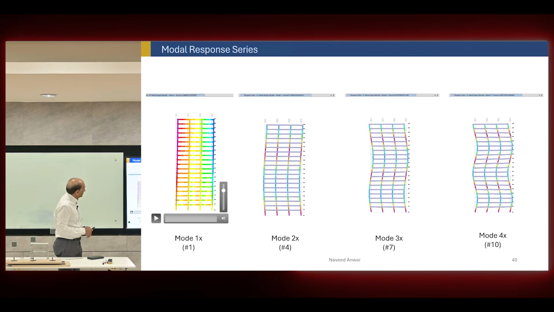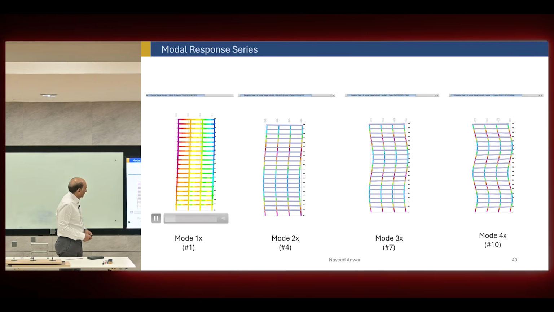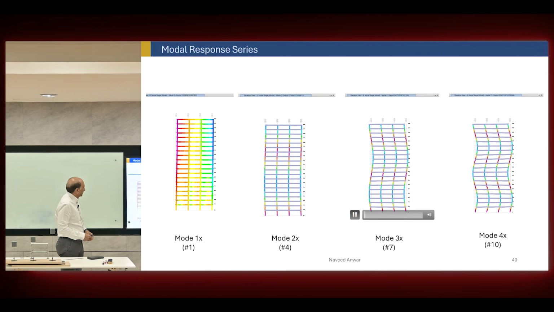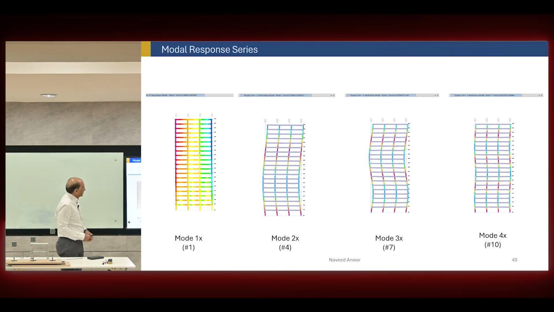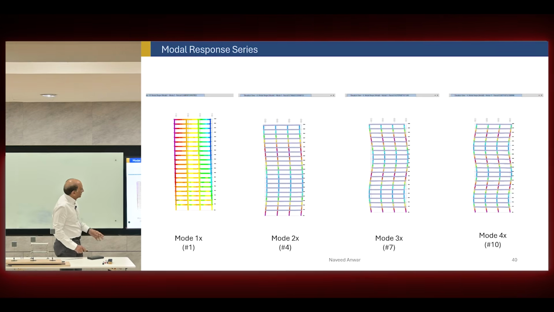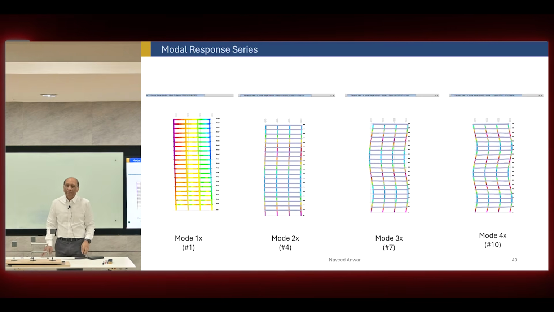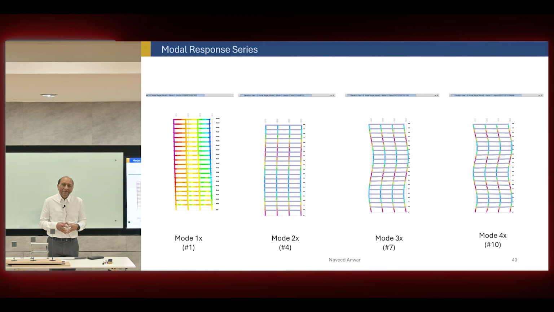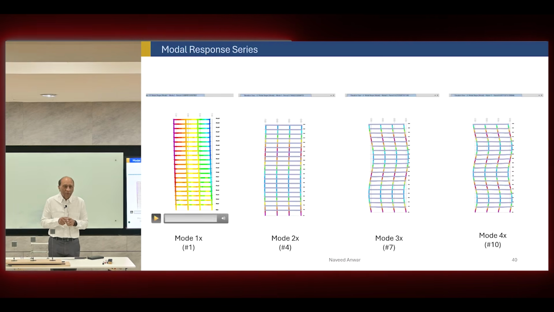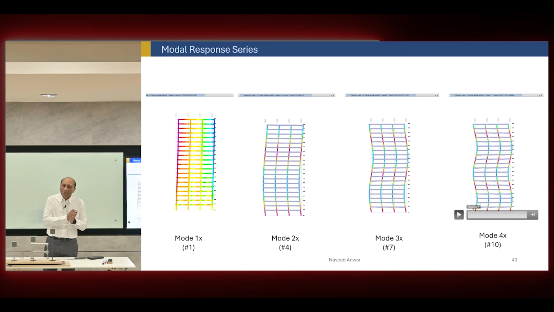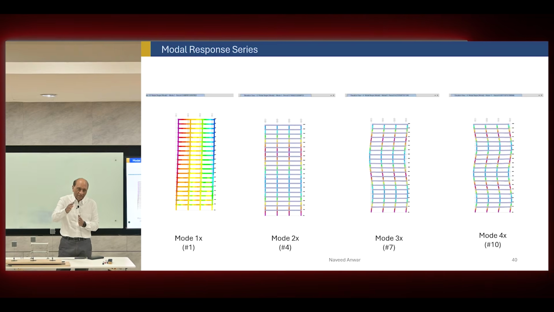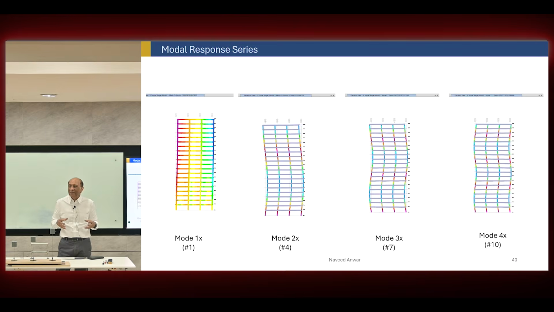And now let's look at the series of these modes. So these are all 4 modes in one direction. And this is where the key point is, that we are not looking at mode 1, 2, 3, 4, 5, 6, 7 around the building. We are always looking at all the modes in one direction, all the modes in another direction, and all the modes in torsion, separated direction by direction. Because then we will understand much more.